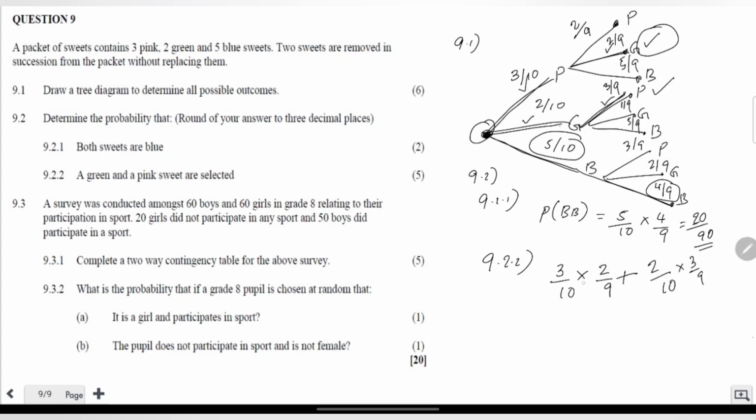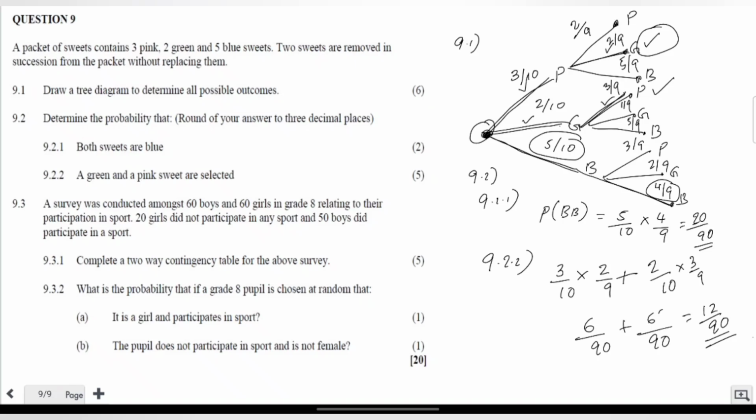So what is the final answer? 6 over 90 plus 6 over 90, isn't it? So the answer is 12 over 90, or you can change it into decimal, 0.133, you will get it. So this is how we do it.